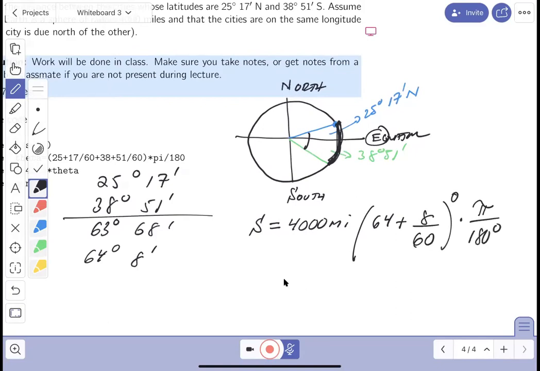What happens over here? I want to point out to you what happens over here. There's a cancellation in degrees. What's the unit you left off in the end? I'll write this down what a computer would look like. This is going to be S, whoops, sorry about that. S is equal to 4,000 times 64 plus 8 divided by 60 times pi divided by 180, and this would be in miles.